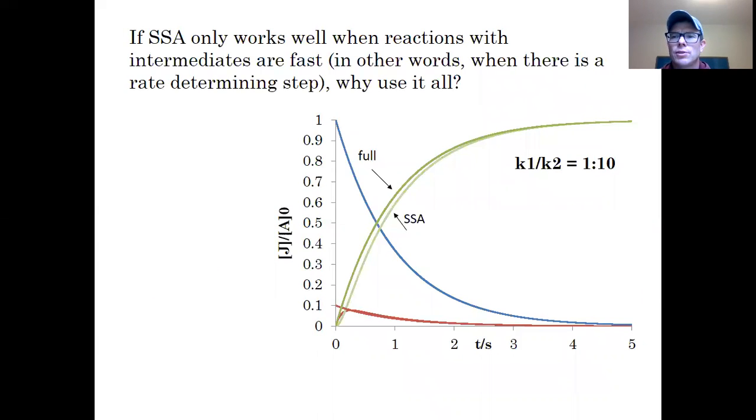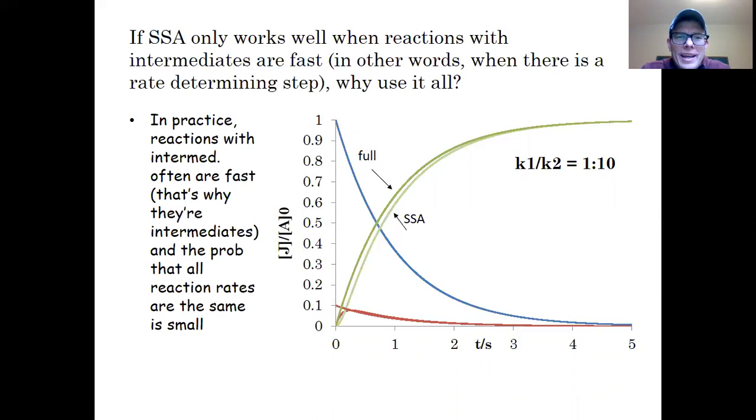Again, this sometimes leads to some questions for students. If it only works for things which have a rate determining step, why use it at all? Sometimes people say, if it's not that different from the full solution, why use it? I don't see the benefit of it. Let me tell you, in practice, reactions with intermediates are often fast. That's why it's an intermediate. If it was not fast, if it was slow and stable, it would be a product or a reactant. Furthermore, the probability that all of the steps in a mechanism are similar is really low. There is almost always a rate determining step.